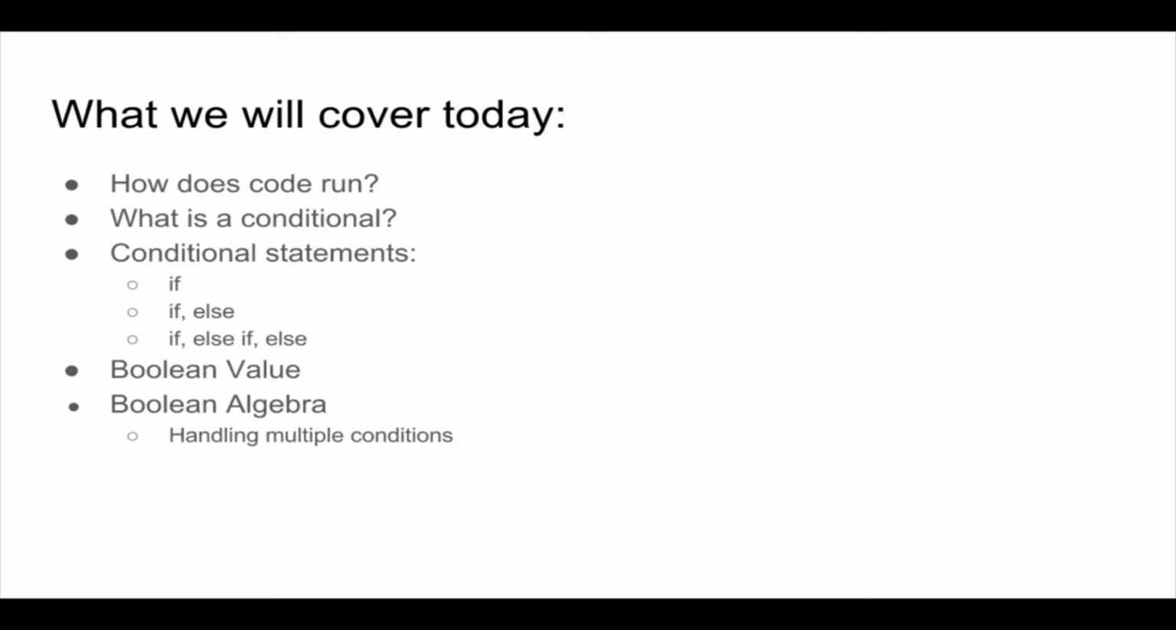So Boolean value, pretty easy. It's just true or false. And then Boolean algebra is handling multiple conditions. So it's true or false, but it's a couple different things. If you're comparing two options, and if both of them are true, or both of them are false, or neither of them are true, then you can make a decision from there. We will get into that later in the lesson. So that's what this video is going to contain, and we're going to move right into conditional statements.